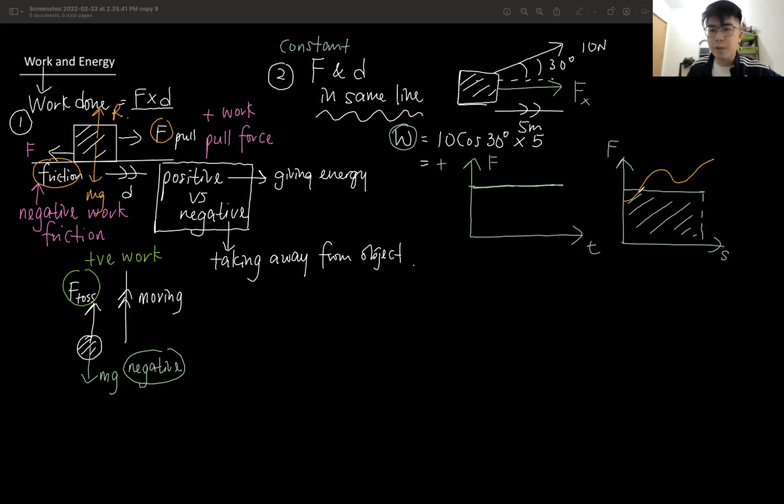So if the force is variable and you want to calculate the work done, how do you calculate? You calculate the area under the graph, from A to B. How do you get the area under the graph? You need to do integration, from A to B, of the equation F ds.